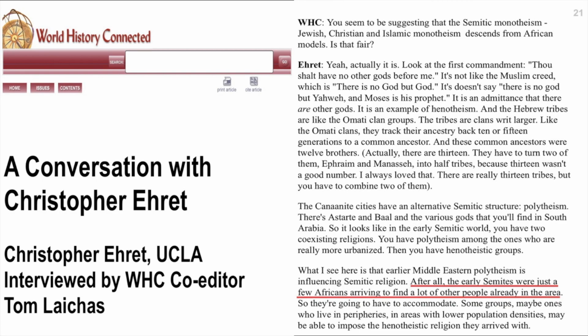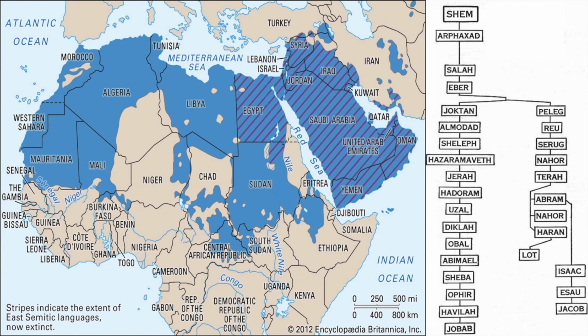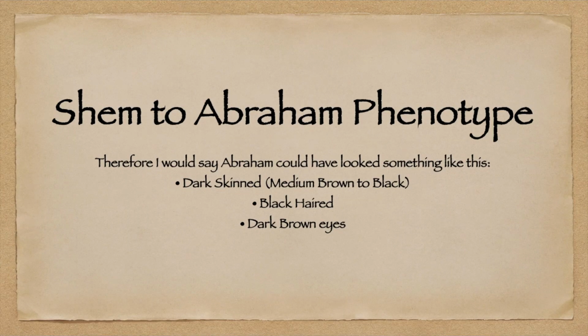And as we know, Shem is the ancestor of Semitic peoples, and Abraham, Isaac, and Jacob are descendants of Shem. Therefore, I would say Abraham could have looked something like this. To summarize: dark-skinned, medium brown to black, black hair, dark brown eyes. Simple as that. That's how I think Abraham would have looked, as well as Isaac and Jacob and the 12 sons: dark-skinned, either medium brown to black, black hair, perhaps curly or wavy, and dark brown eyes.